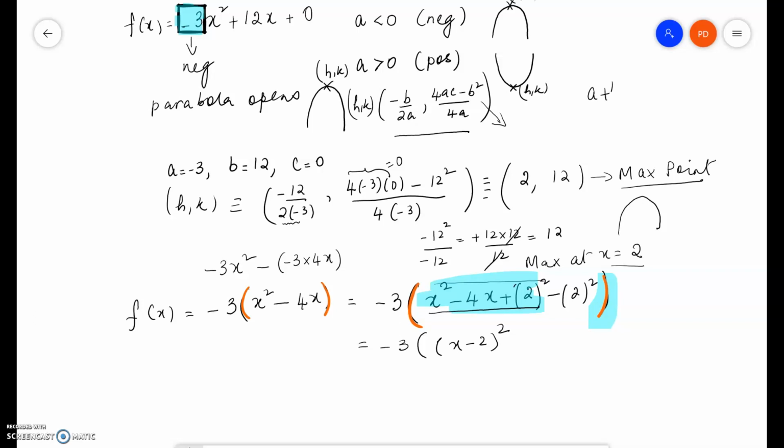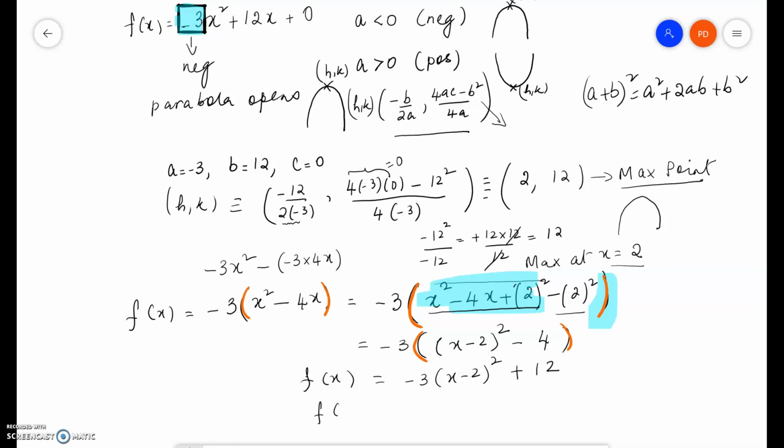X minus 2 the whole squared is x squared minus 4x plus 4. Note that a plus b the whole squared is a squared plus 2ab plus b squared. We're using that formula to complete the squares. Minus 2 squared, which is 4. Now we're going to distribute the 3. So we get negative 3 times x minus 2 the whole squared plus 12. So f of x equals negative 3 times x minus 2 the whole squared plus 12.